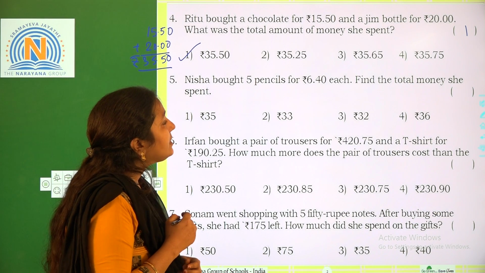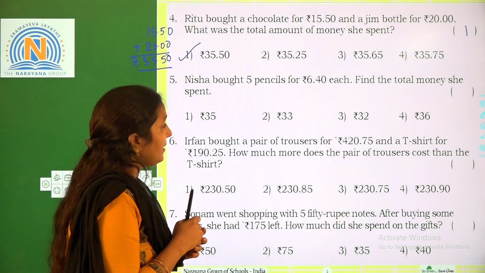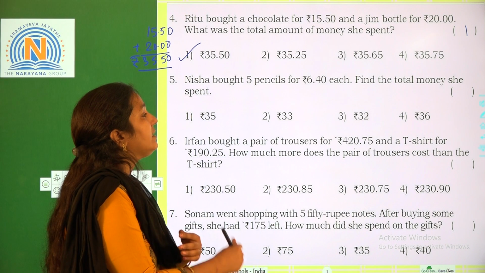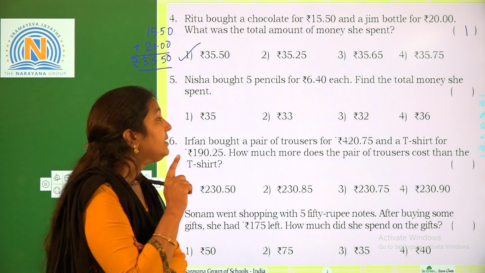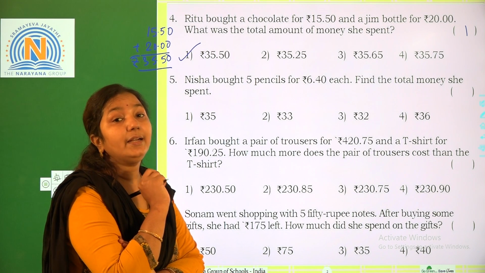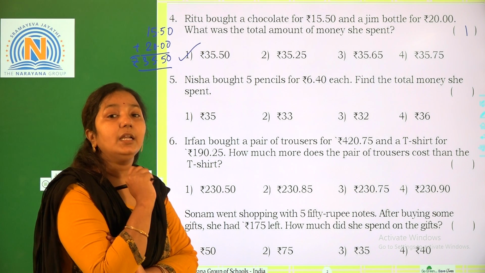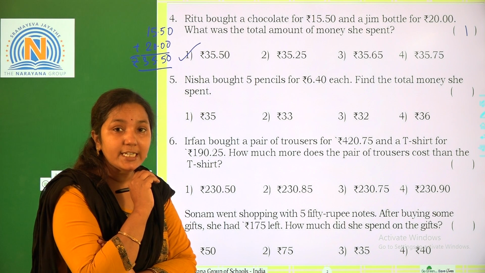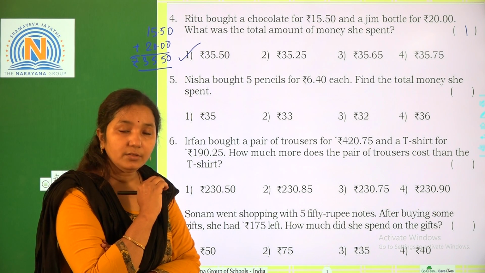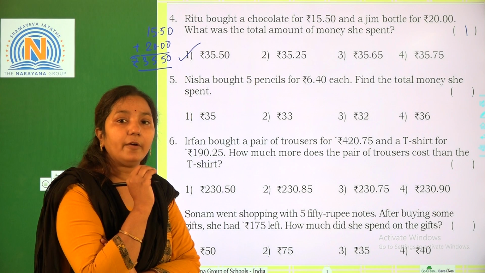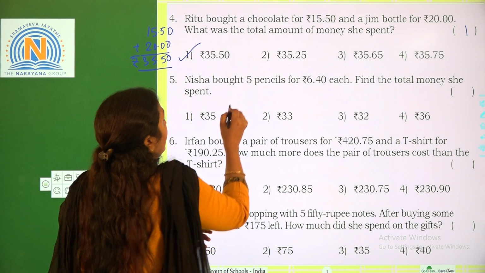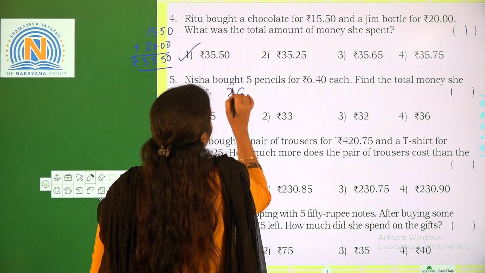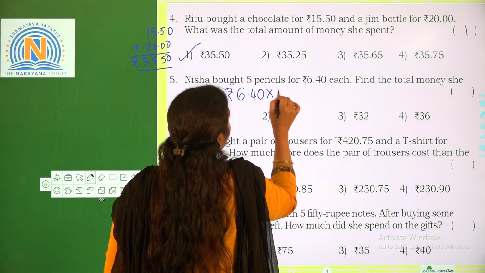Nisha bought 5 pencils for 6 rupees 40 paise each. Find the total money she spent. See here, we know how many pencils she bought and we know the cost of 1 pencil. Can we find the cost of 5 pencils, children? Yes. Through which operation? We have to do it through multiplication. Means multiply 6 rupees 40 paise into 5.